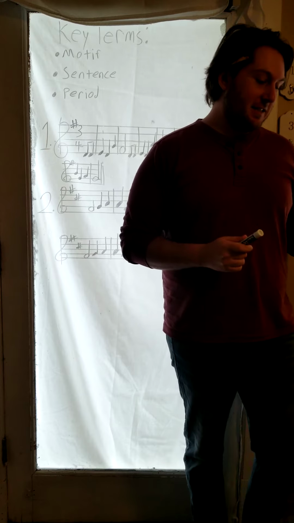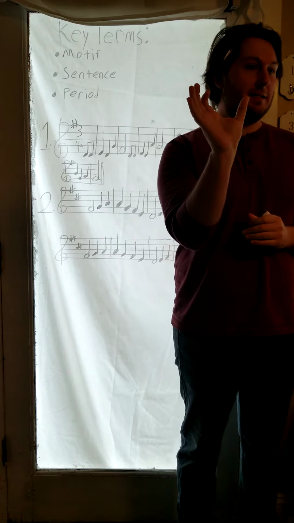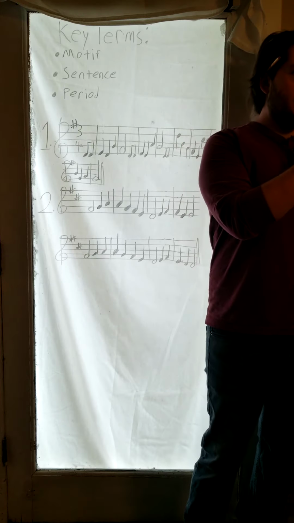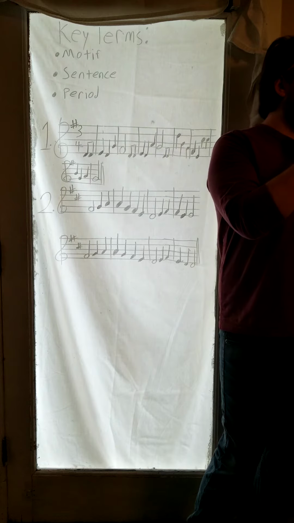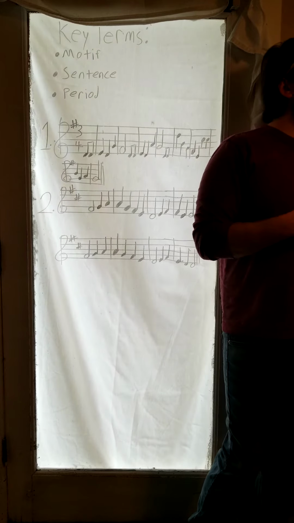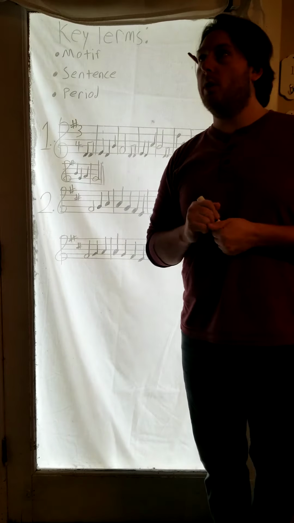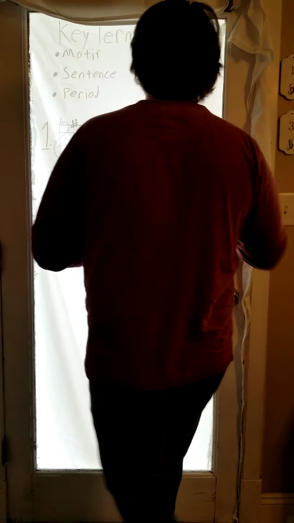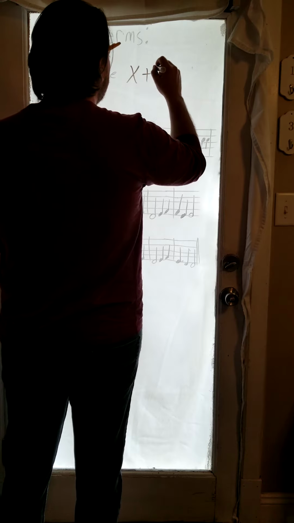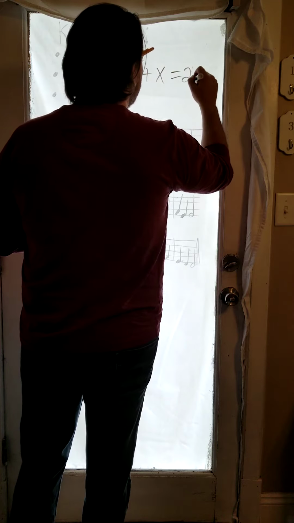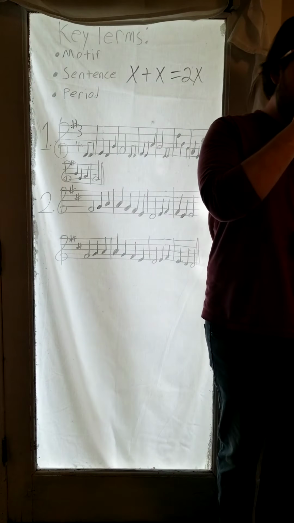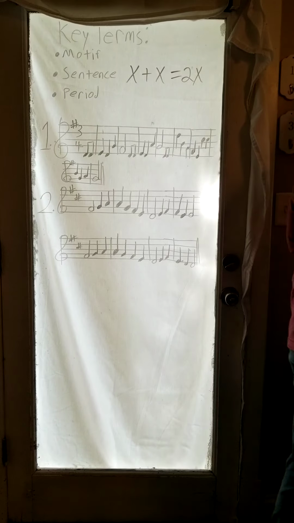So a sentence is whenever you have a basic idea with another basic idea, and then it's elaborated and finished with same basic ideas or something like that, leading to a cadence. So one way that people remember this is a mathematical term, x plus x equals 2x. One sentence that people are most familiar with is this one.